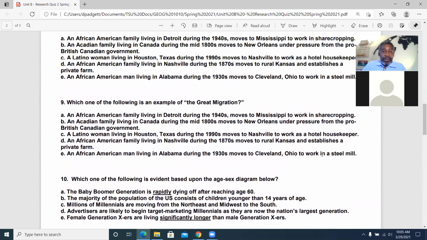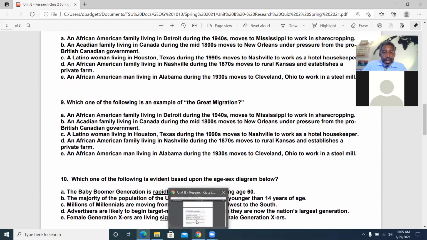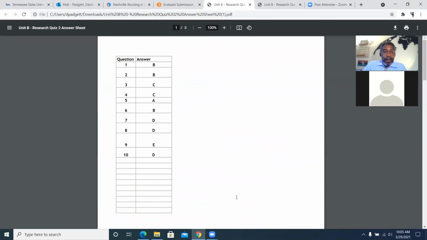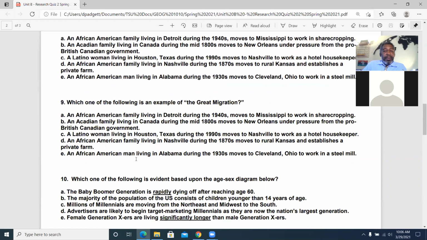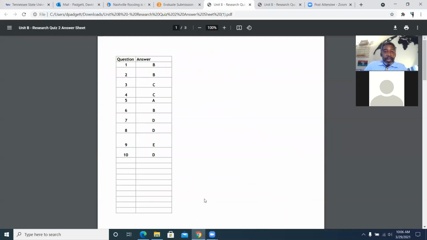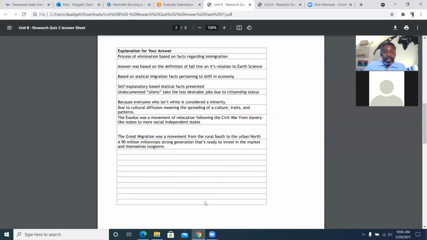Okay, let's move on to the next one. Which one of the following is an example of the Great Migration? Now we're going from the bottom up. Number 9, E. African-American man living in Alabama during the 1930s moves to Cleveland, Ohio to work in a steel mill. That is correct. Okay, so far so good. Let's see, explanation.